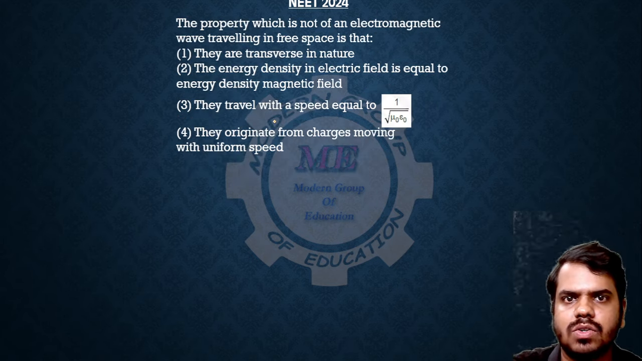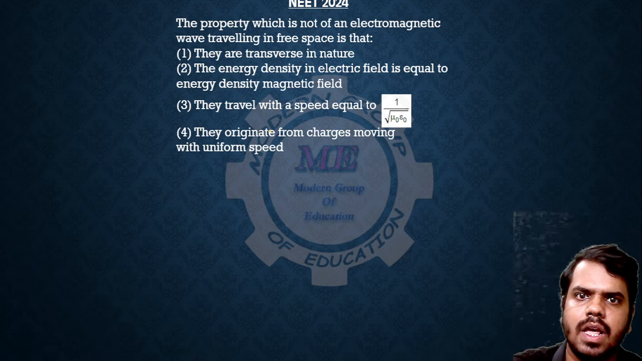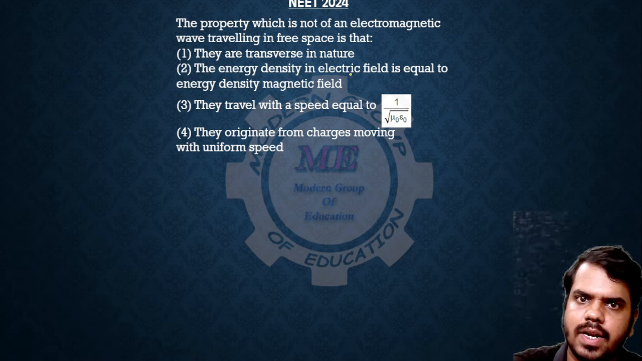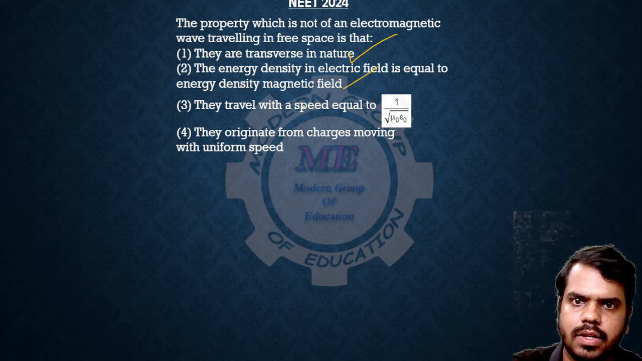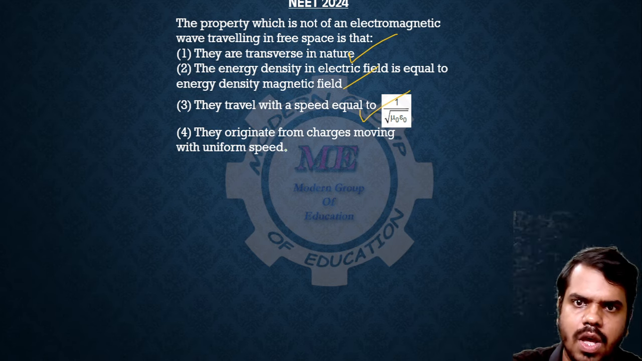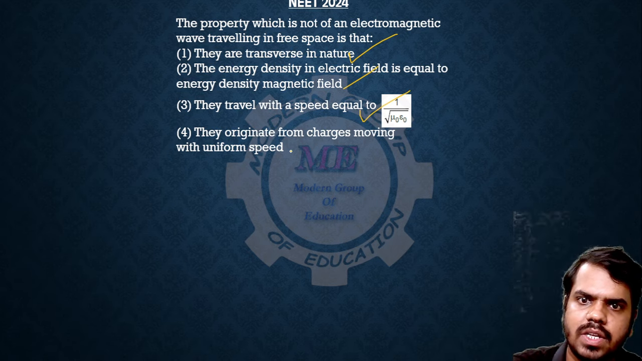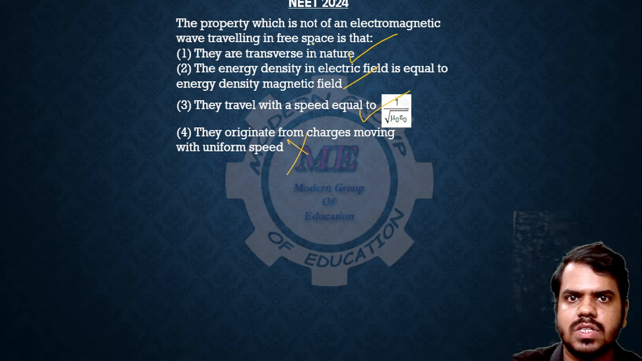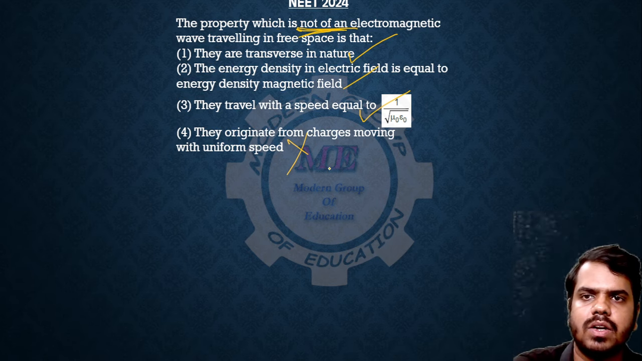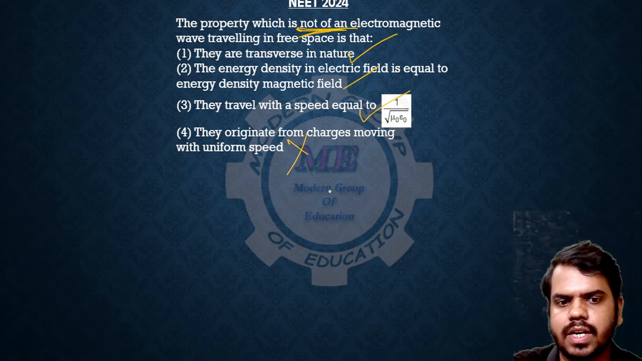The property which is not of an electromagnetic wave traveling in free space: they are transverse in nature; the energy density in the electric field is equal to the energy density in the magnetic field. Both are true. They travel with the speed c equal to 1 by root mu naught epsilon naught. It is true. They originate from charges moving with uniform speed. So option 4 is wrong. Electromagnetic waves are generated from electric field and magnetic field.